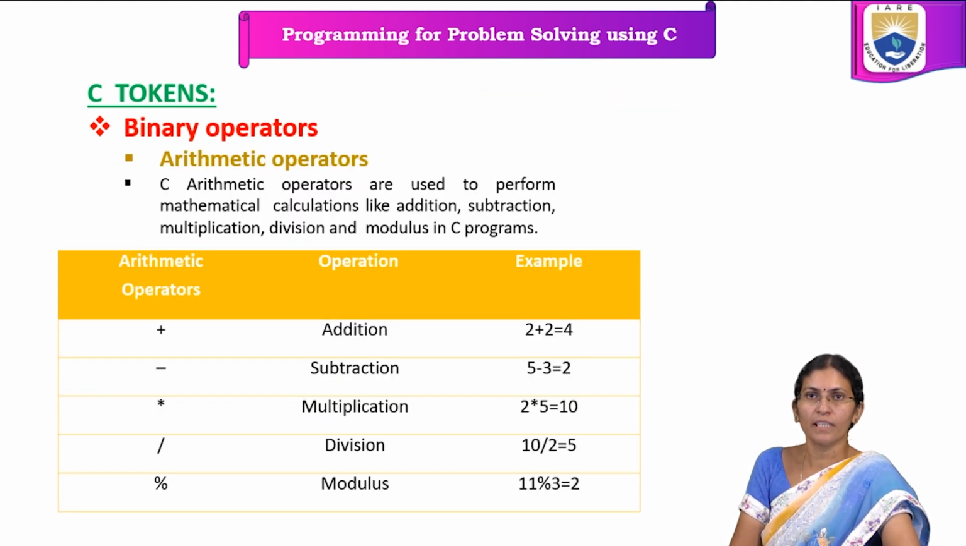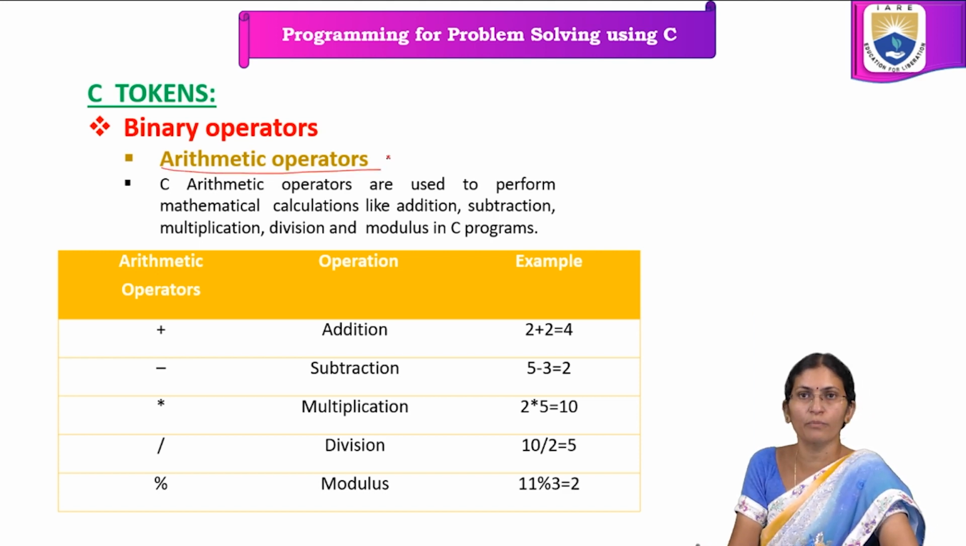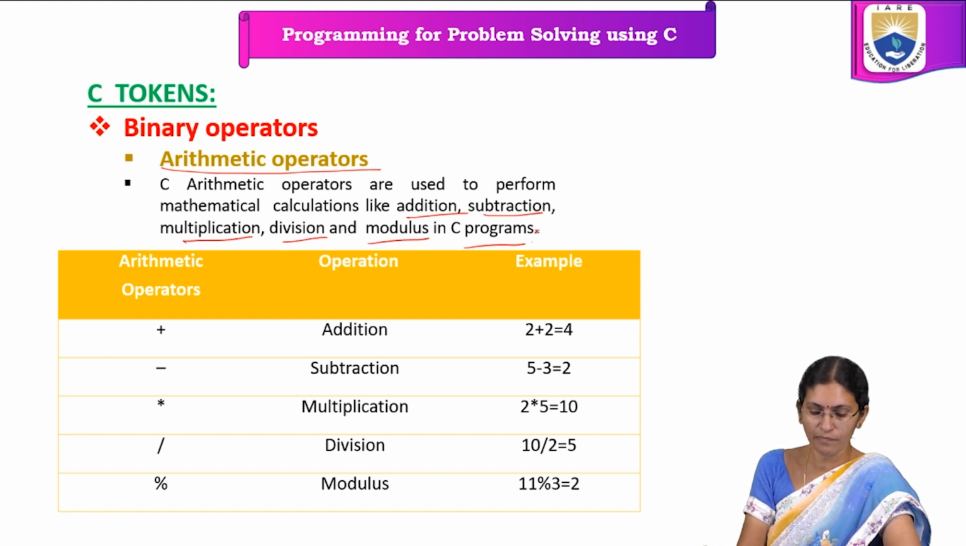First, let us see arithmetic operators. From the name itself, we can say that arithmetic operators are the operators used to perform mathematical calculations. These can be addition, subtraction, multiplication, division, and modulus in C. The operator symbol for addition is plus, and for subtraction is minus. Multiplication is the asterisk, for division it is slash, and for modulus it is the percentage symbol.